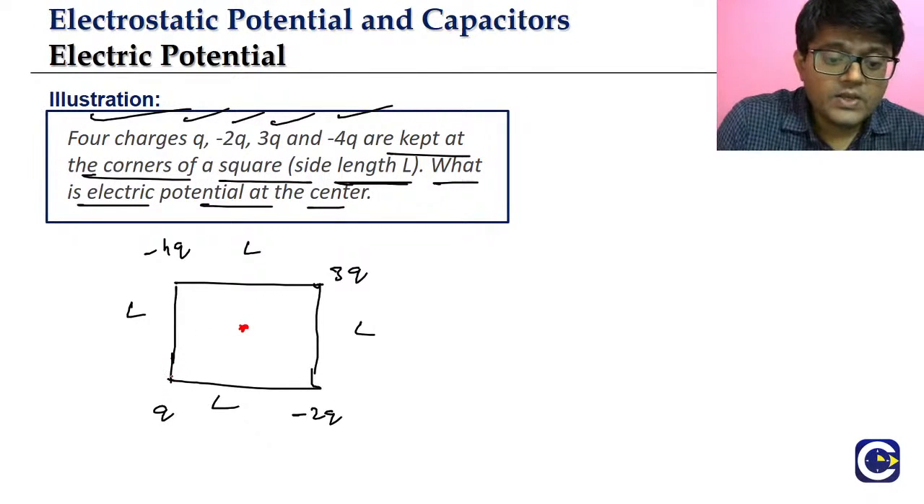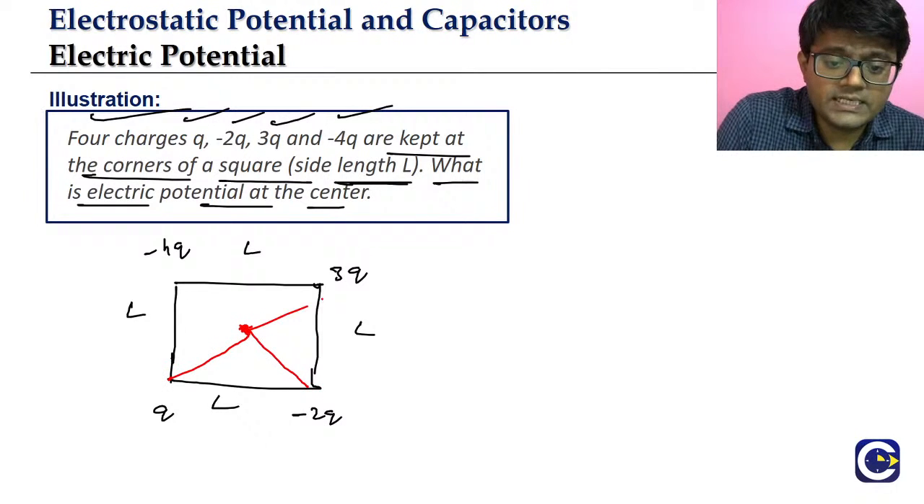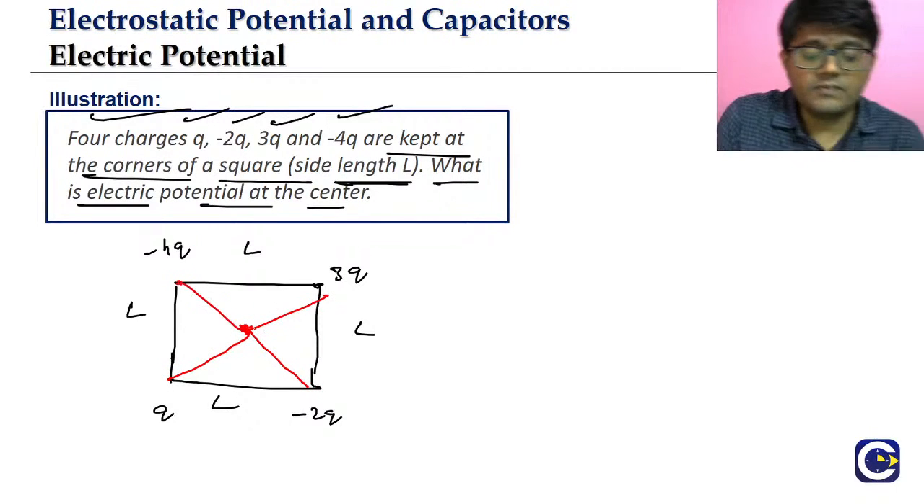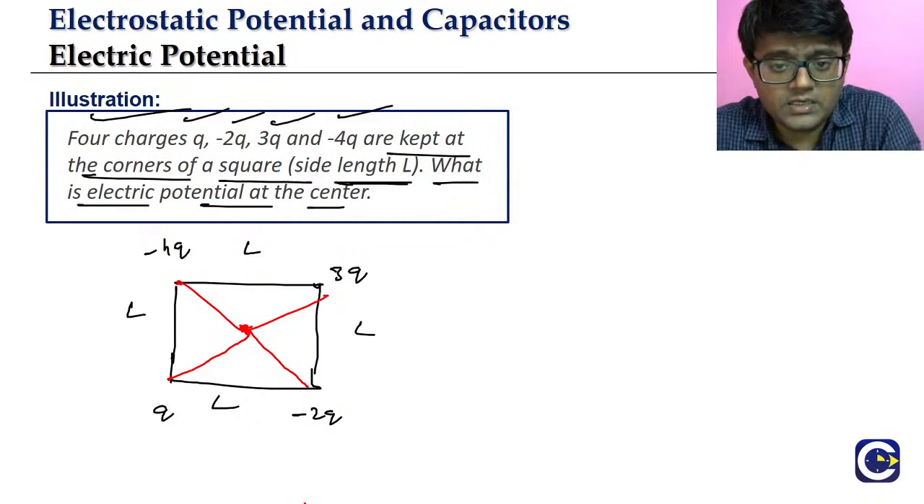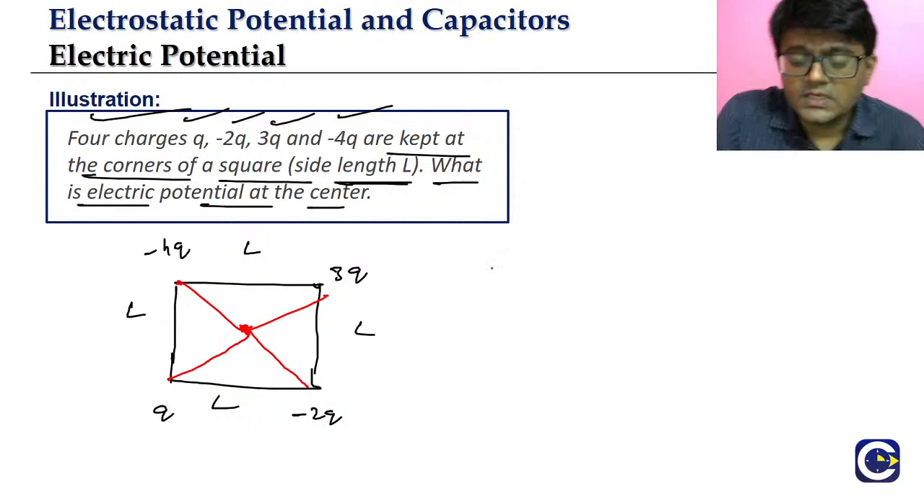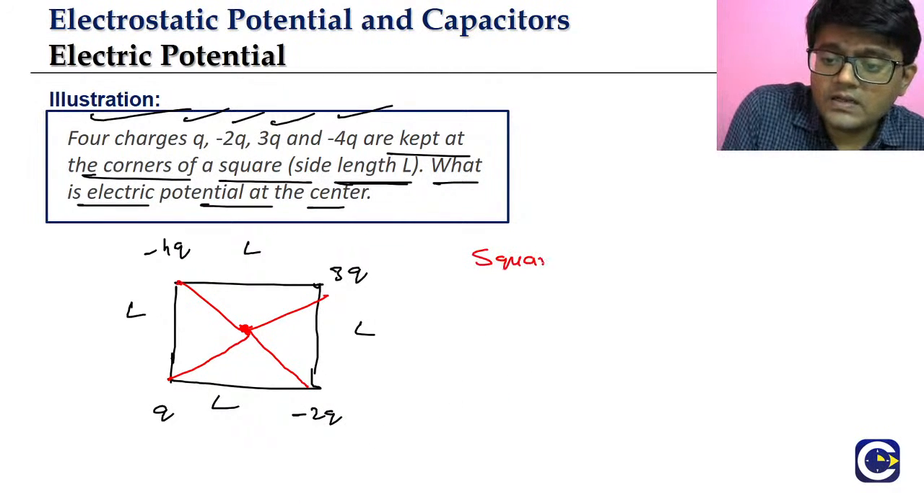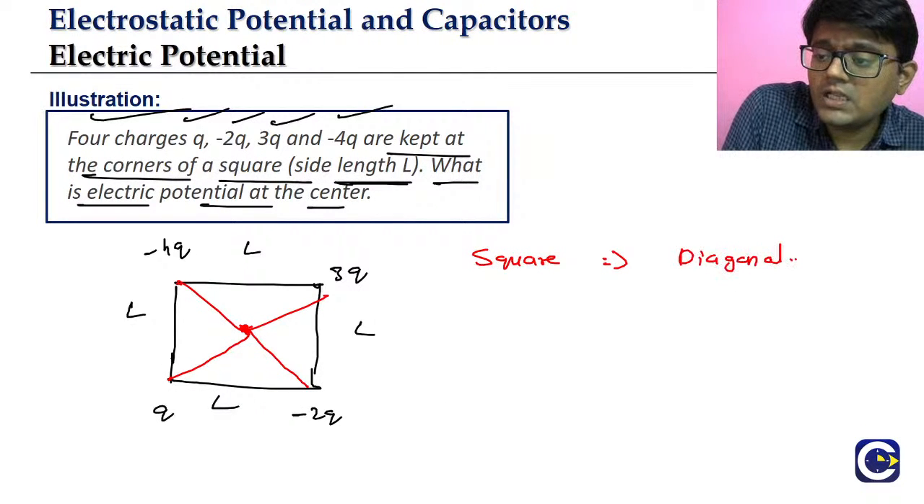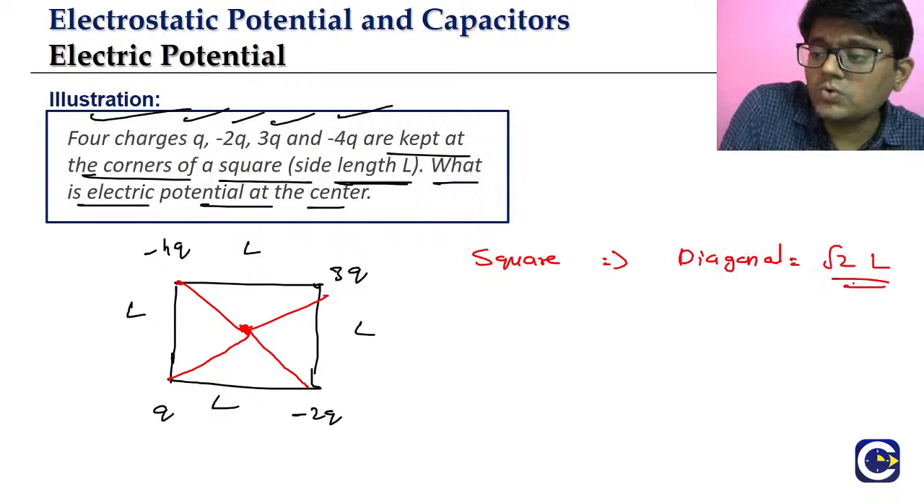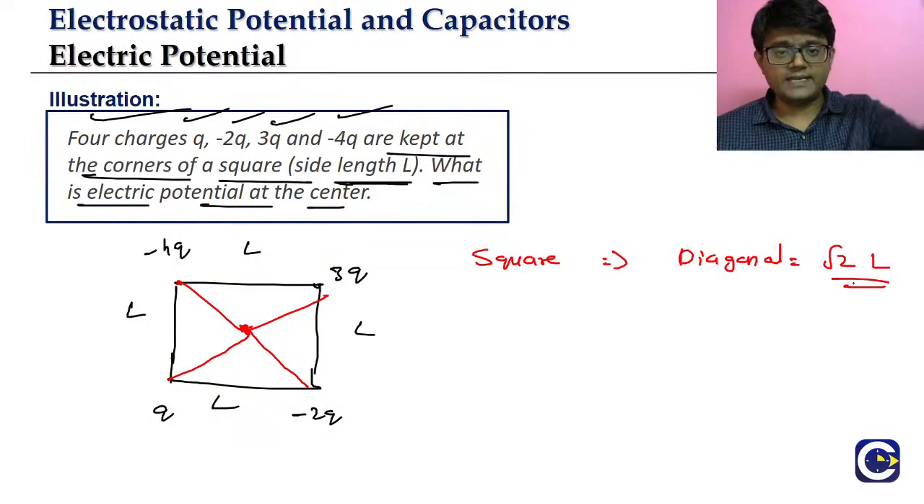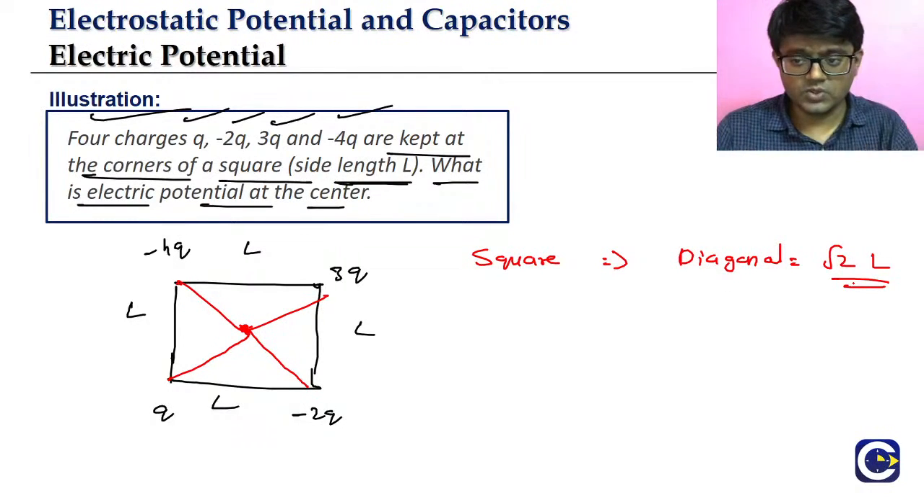For each charge, we should know the distance from the center to that particular corner. In a square, what is the diagonal? If L is the side length of the square, the diagonal is root 2 L.